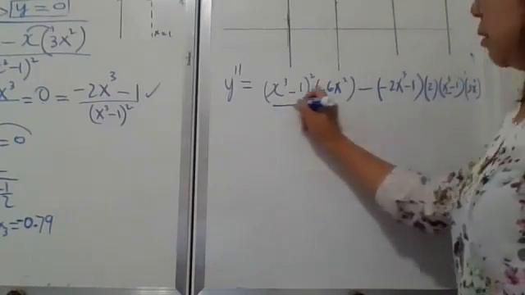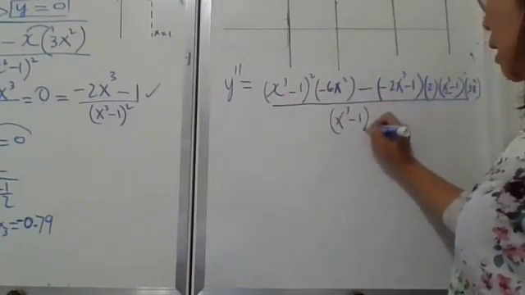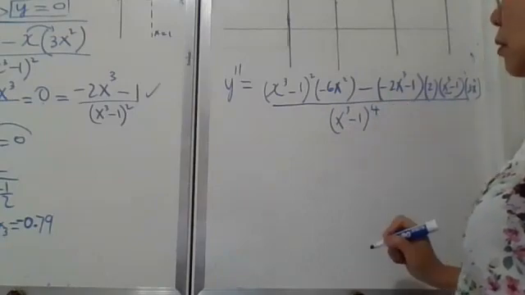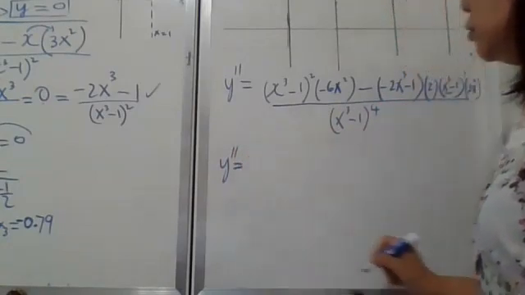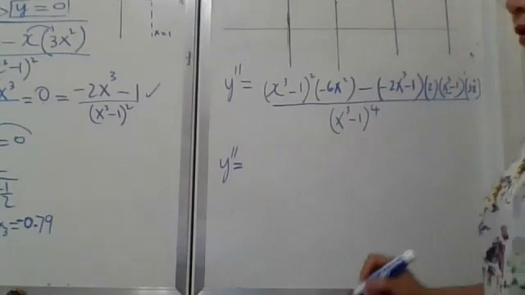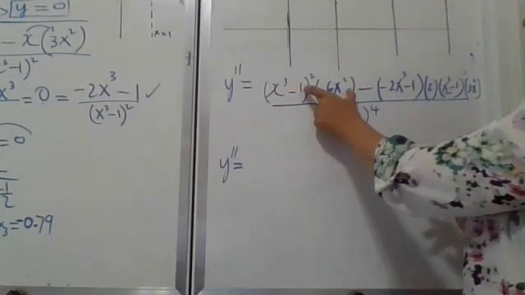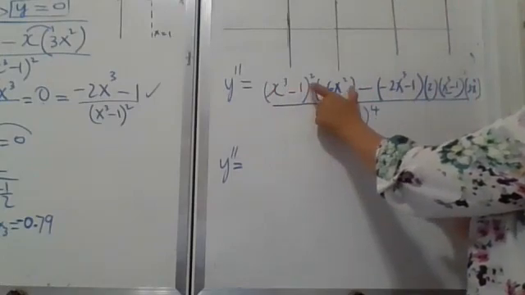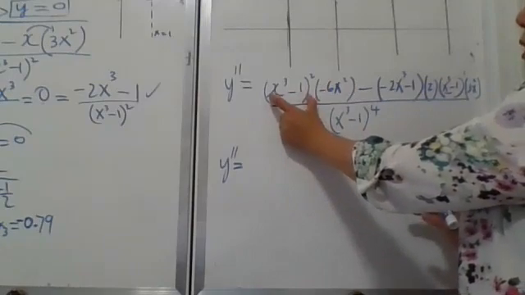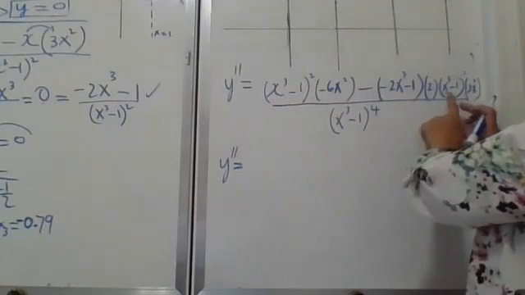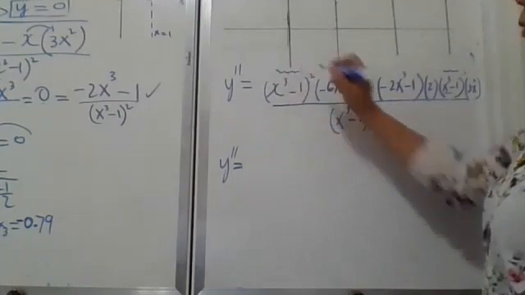Now all of this will be over x to the power 3 minus 1 to the power 4. At this point, this is a complicated function. I'm going to show you how to simplify it. So don't bother to expand this and tie them together. That will be too complicated. What we should do here is look for the common factor. This term is x to the power 3 minus 1. This term is x to the power 3 minus 1. So this becomes our common factor.